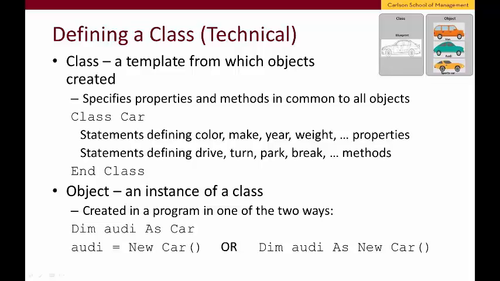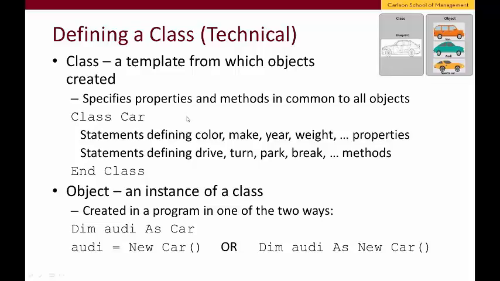Defining a class in Visual Basic, and the syntax is similar with other object-oriented programming languages such as Java and C++, starts with the class keyword, following with the name of the class like car, as shown right here on the slide.